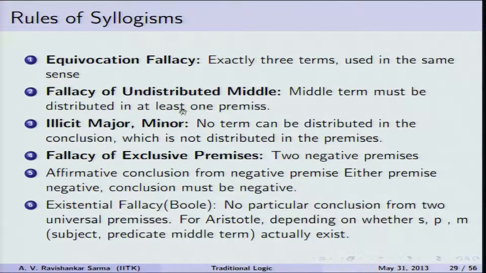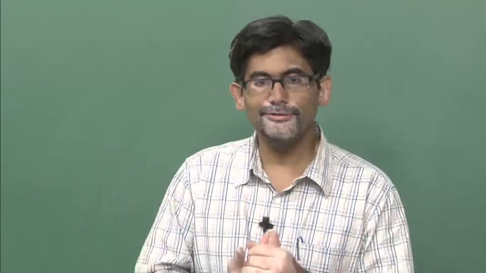So this is the fallacy which I talked about in the last slide. There is no particular conclusion from universal premises. If you have two universal premises or categorical propositions, you cannot infer a particular categorical proposition. But for Aristotle, it depends upon whether or not the term which occupies the position of a subject, a predicate, or the middle term actually exists in the world. If it is non-empty, then there is no problem for the validity of a syllogism. It makes it conditionally valid.